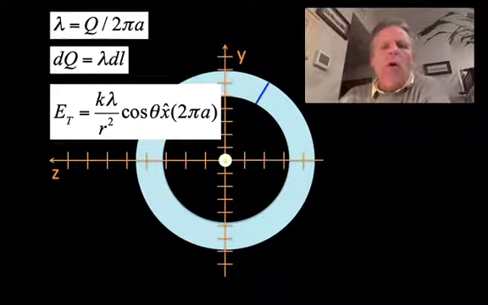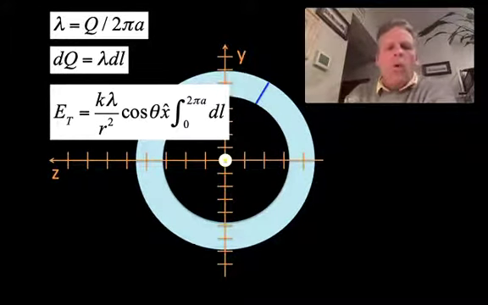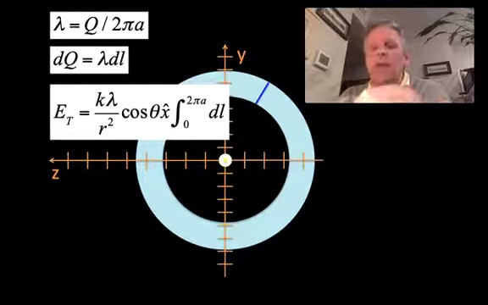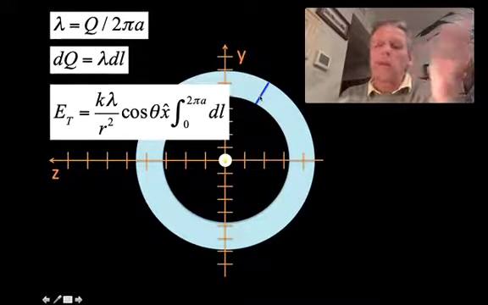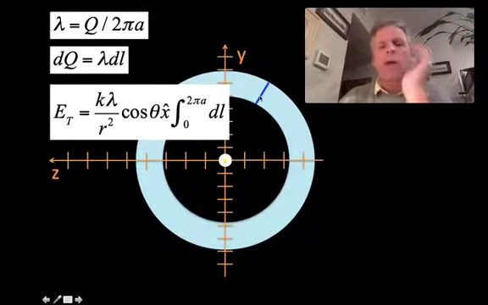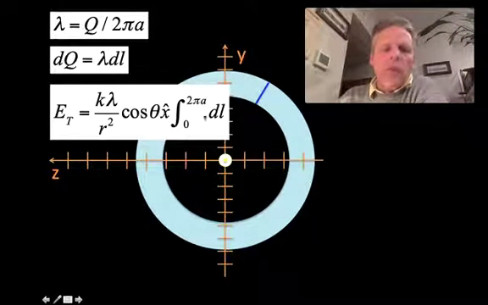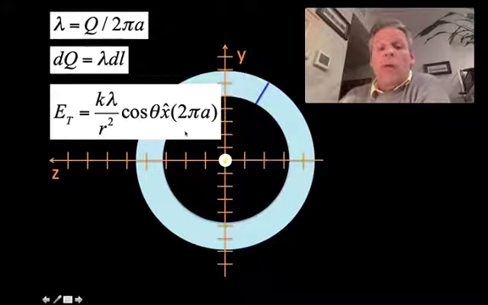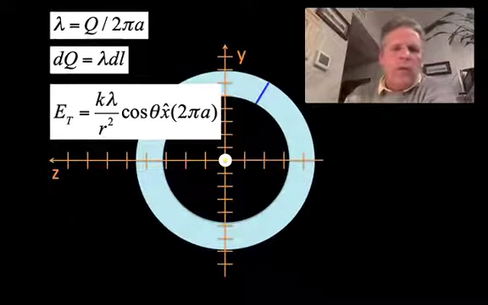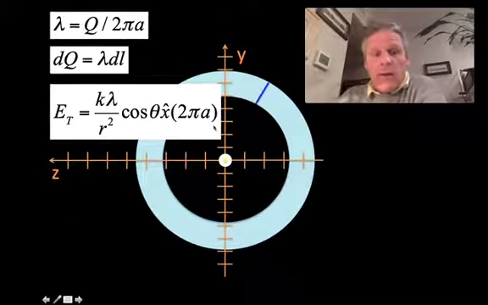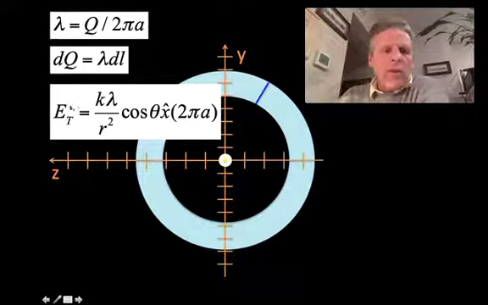Now, what is the limit on that integral? Well, we're going to start at 0. I'll just say it's here because it doesn't really matter. Let's say we started here, and we're going to integrate all the way around this circle. What is the length, the perimeter of that? It's 2 pi a. So those are the limits for our integral here, which means we just end up with 2 pi a. Okay, so now we're done. We've done our integral. We know what the total field is.